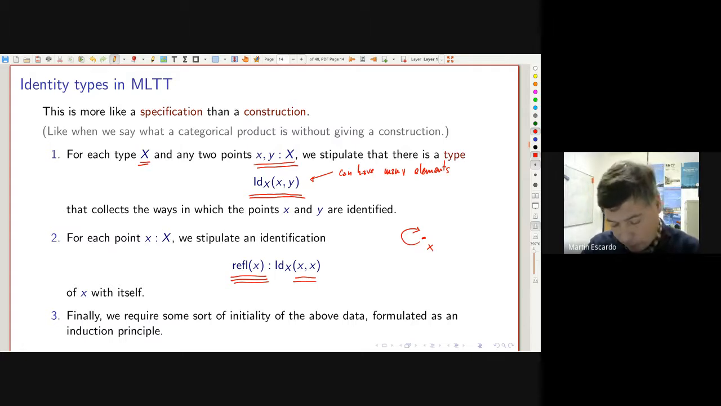And now, the final thing you require is some kind of initiality. Intuitively, and it's almost correct, but not quite correct, you could say that the identity type is the least or smallest reflexive relation. So you look at all the relations on the type X, and the smallest one, which is reflexive, would be the identity type. So that's not quite precise.